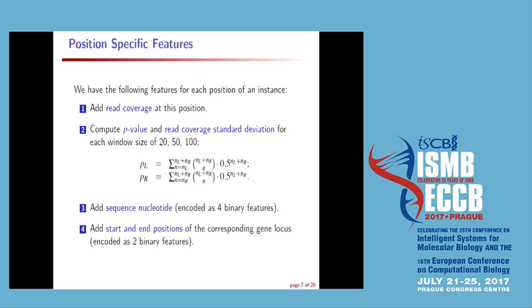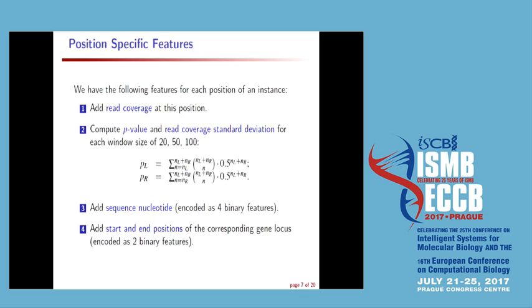These are the position-specific features. For each position in an instance, we use the following features. The most important is the read coverage at this position. We also compute the p-value for each position of whether one side of this position has significantly more reads than the other side. We use these 2 p-values as features. And we also compute the read coverage deviation within a window size.